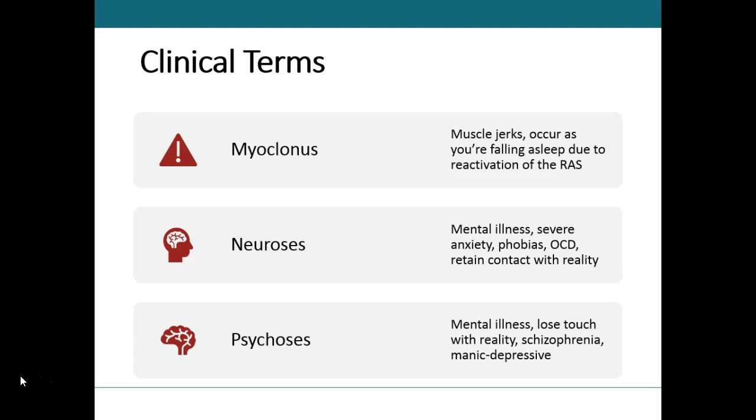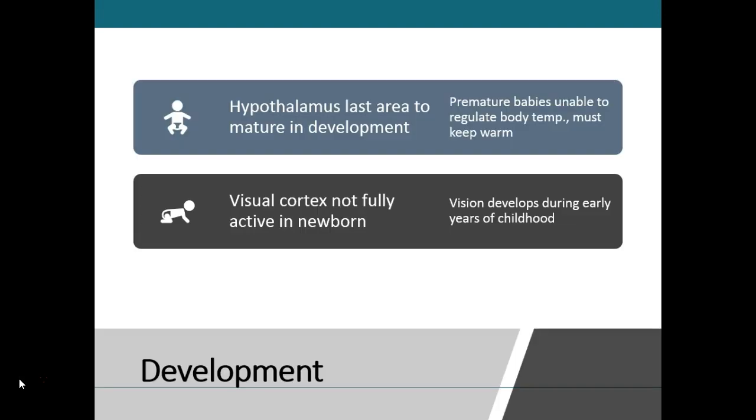Neuroses are mental illnesses such as anxieties or phobias, obsessive compulsive disorders, but the common factor with these is that you do retain contact with reality, as compared to a psychosis in which it is a mental illness where you lose touch with reality and things that are not real become very real to a person suffering from a particular psychosis, such as schizophrenia and manic depressive disorders.